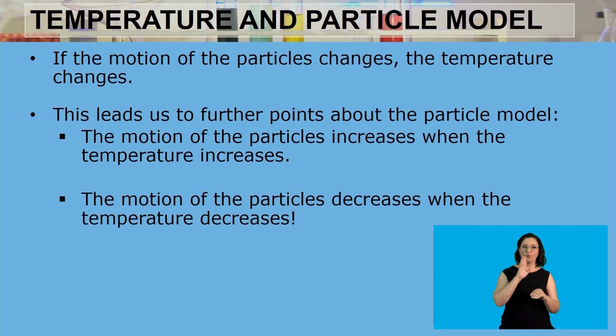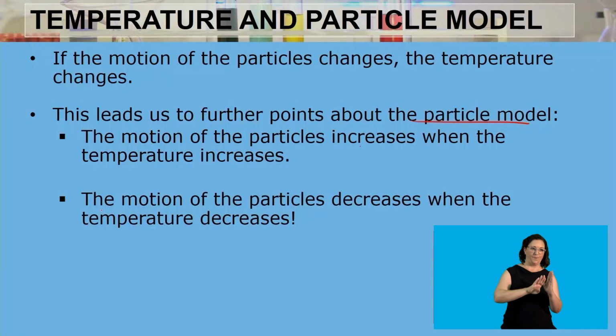This leads us to further points about the particle model of matter: the motion of the particles increases when temperature increases. So if we have a particular matter and we increase the temperature on it, the particles making up that matter will increase in terms of motion. And then the motion of the particles decreases when the temperature decreases. So decreasing the temperature is going to cause the particles to move slower. If we increase the temperature, they're going to move faster and faster, meaning that the kinetic energy of those particles is going to increase. And when we decrease the temperature, the kinetic energy of those particles is going to decrease. That means they are going to move slower and slower.